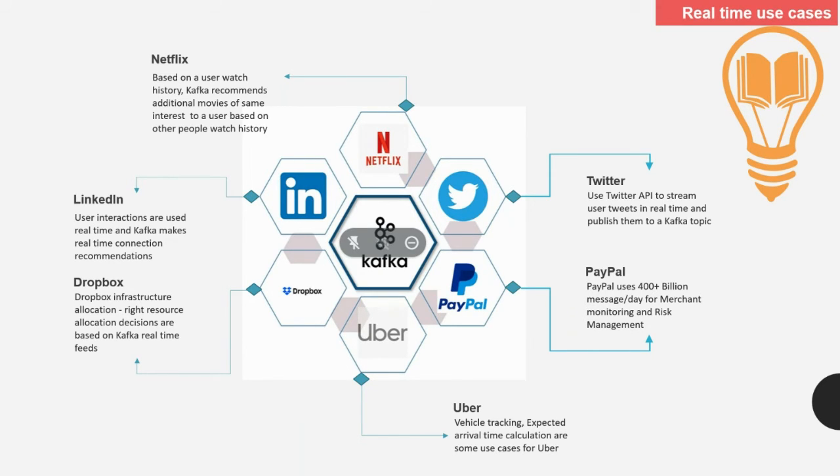Now let's see the real-time use cases that are being used by many business organizations. If you take Twitter, many business organizations use Twitter data. They use the Twitter API to stream user tweets in real time and publish them to a Kafka topic and use it for sentiment analysis. Sentiment analysis is an automated process of identifying and classifying subjective information in text data. This might be an opinion or a judgment or a feeling about a particular topic or product feature that are generally discussed in social media.